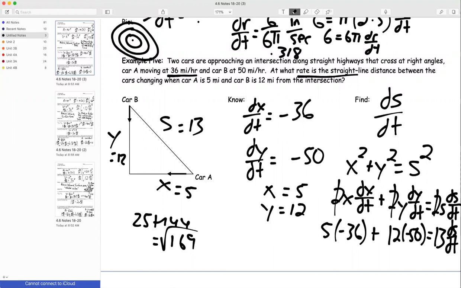Now take your little calculators and let's solve for ds/dt. Oh, my bad. I stand corrected. The human calculator, Jackson. Mental math right here. Whoa, crank out an answer.